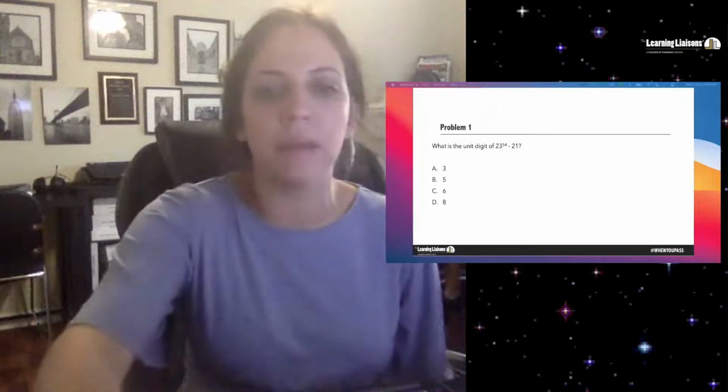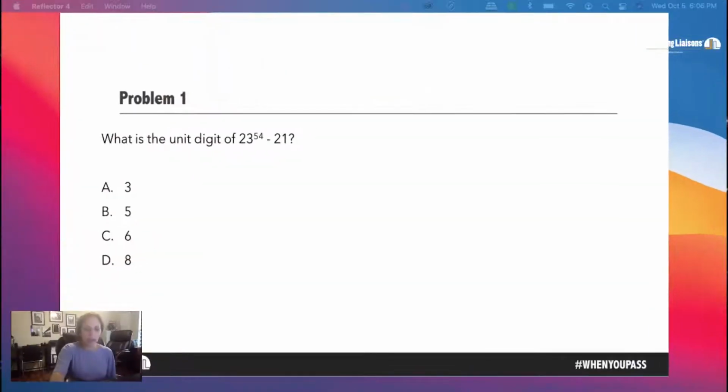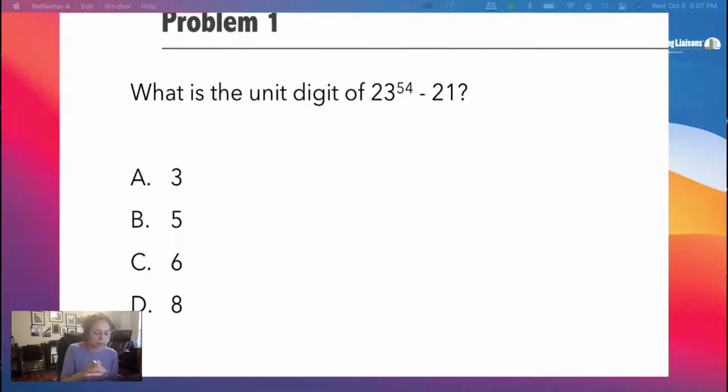All right, problem number 1. What is the unit digit of 23 to the 54th power minus 21? So in this situation, I can't plug in 23 to the 54th power in my calculator and get an answer, because I'm going to sit here and do 23 times 23, and eventually I'm going to get an error message. I'm going to get an E to the 12th power. And so, unfortunately, that doesn't help us figure out what the unit digit is.